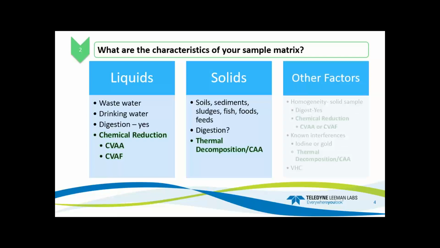There are some other factors to consider. For example, the homogeneity of the sample, or known interferences like iodine or gold. And we can also run volatile hydrocarbons, which is kind of a unique matrix in itself. So some solid samples might need to be digested, and some liquid samples might be better using direct combustion. So it's really important to think about your sample characteristics when you're deciding on a technique.